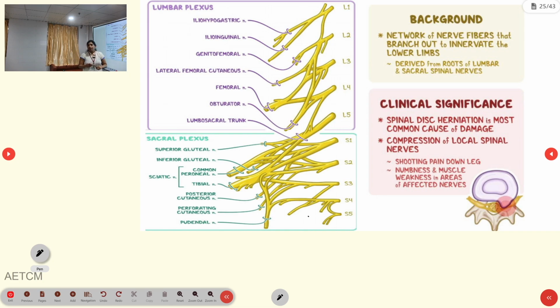Now, why you need to know about the lumbosacral plexus is the clinical significance in relation to it. If there is an impingement or herniation of the disc at any of these levels, the shooting pain which is very commonly seen, called sciatica, is present. That is because of the lumbosacral plexus and the sciatic nerve, which arises from L4 to S1.